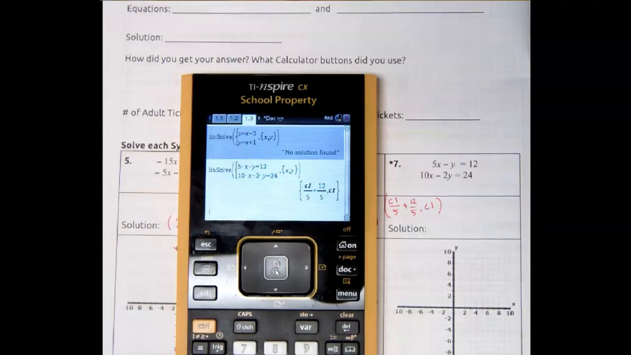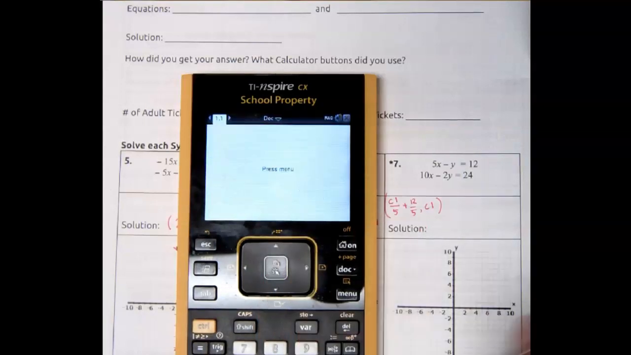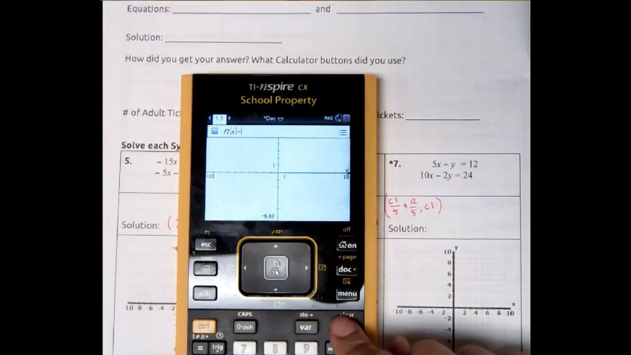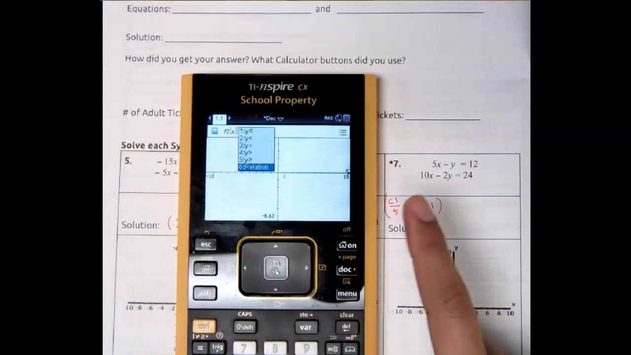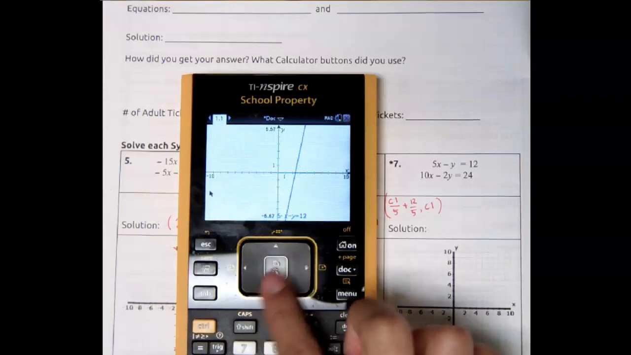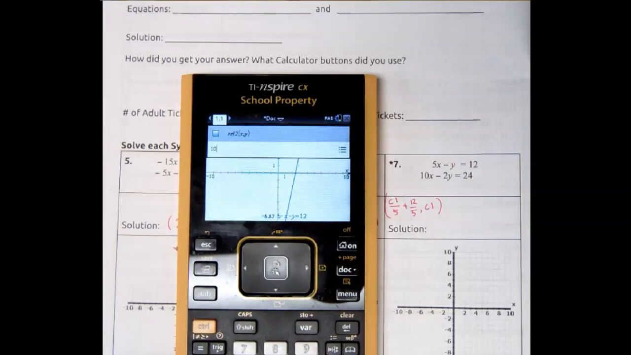our answer. We can also graph this. So I'm going to graph this to see if maybe I did something wrong. Okay. So graph, delete, relation, 5x minus y equals 12. Enter. I'm going to tab to type in my second equation. 10x minus 2y equals 24.